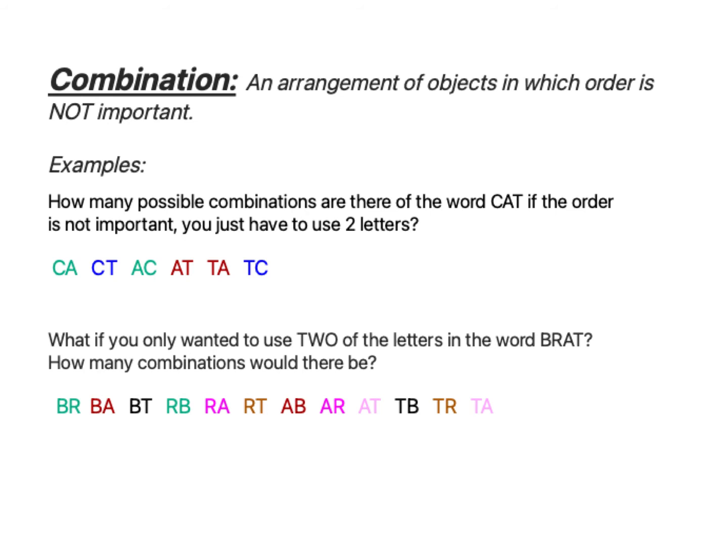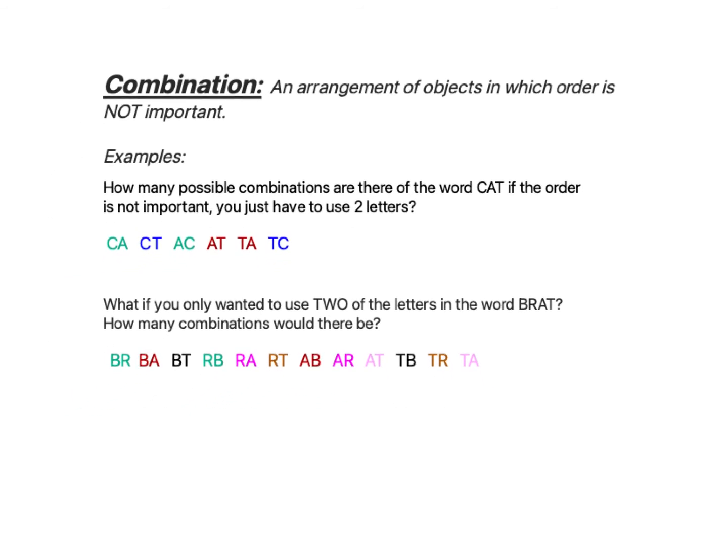Okay, so the other one is a combination. A combination is an arrangement of objects in which order is not important. Okay, so an example of what you might see with this: how many possible combinations are there of the word cat? If the order is not important, you just have to use 2 letters. Okay, so picking 2 letters, I could have CA, CT, AC, AT, TA, or TC. That's if I'm just picking 2.